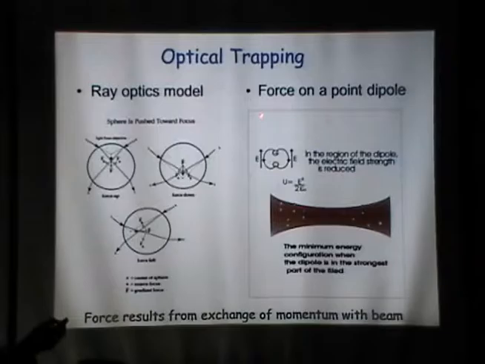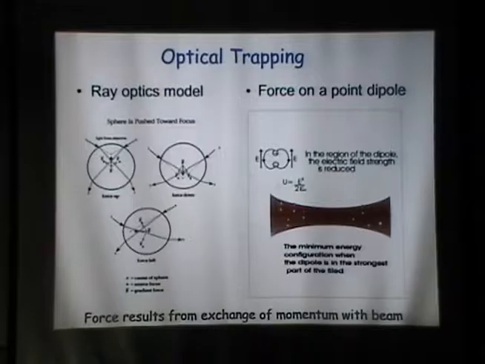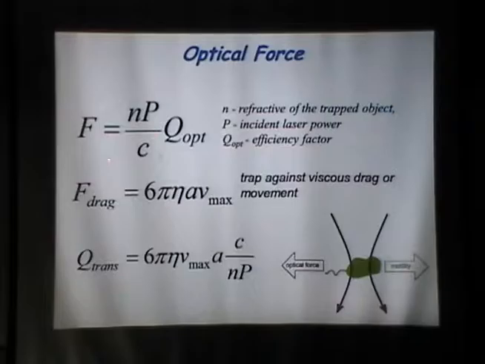Now, if the particle is a little tiny dipole, much smaller than the wavelength of light, we can treat it as a force on a dipole, and this is the situation here. So the minimum energy state will be at the very center of this beam, in the most intense part of the beam. So if I move the beam around, obviously the particle will follow the most intense part of the beam. Okay, so I can look at the optical forces that we apply here.